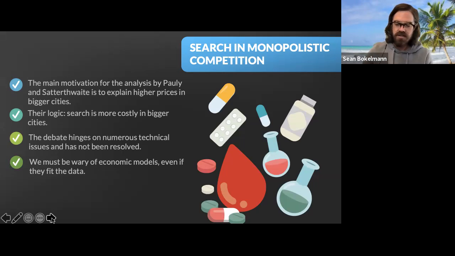Right. So that's a question we should always keep in mind when thinking about economic models. Just because it fits the data doesn't mean that it's the best model, right? It could just be luck, or there could be something important that we're missing.